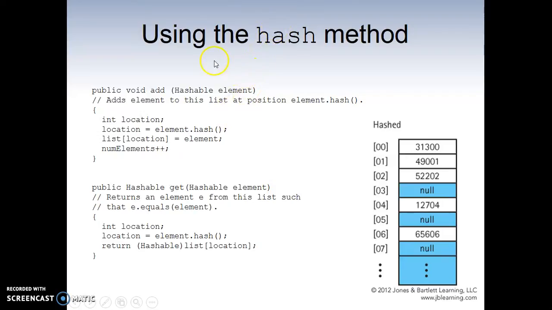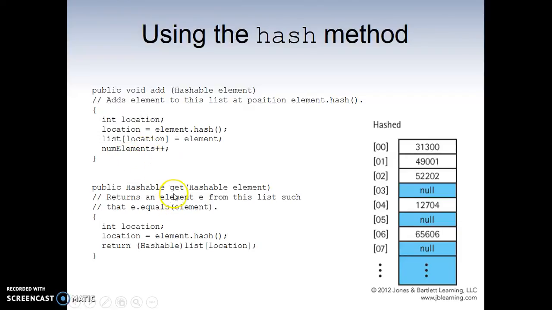So let's see. Since this is a data structure, we have the methods add and get. When we add elements into the hash table, we have to rely on the hashing function, right? So we create a location variable and pass the element in, calling the hash. Then we get the location where this element should go, and we insert it at that location and increment the list.